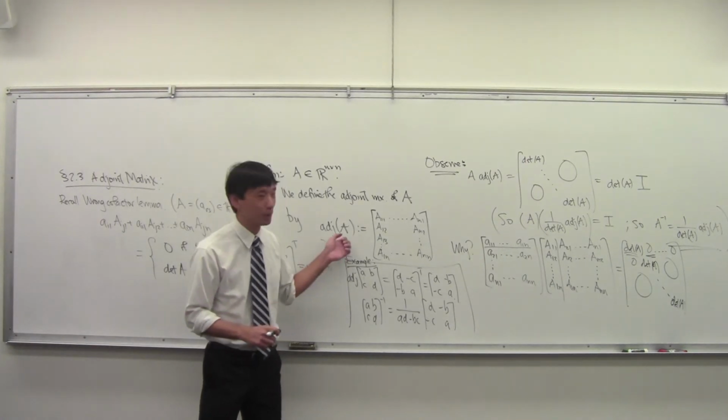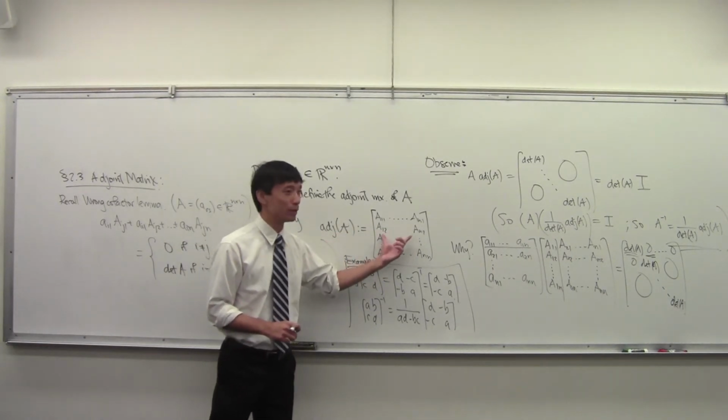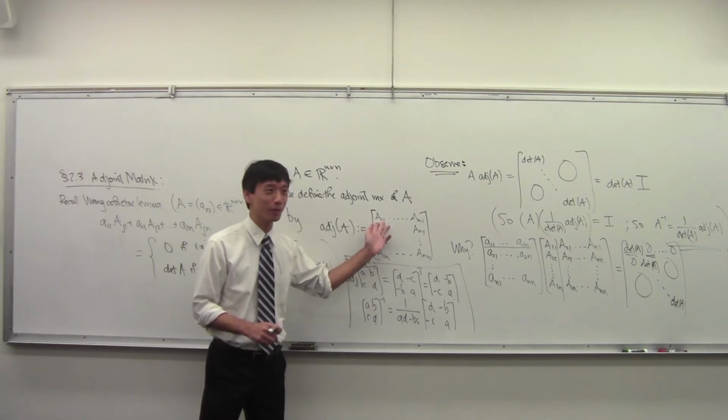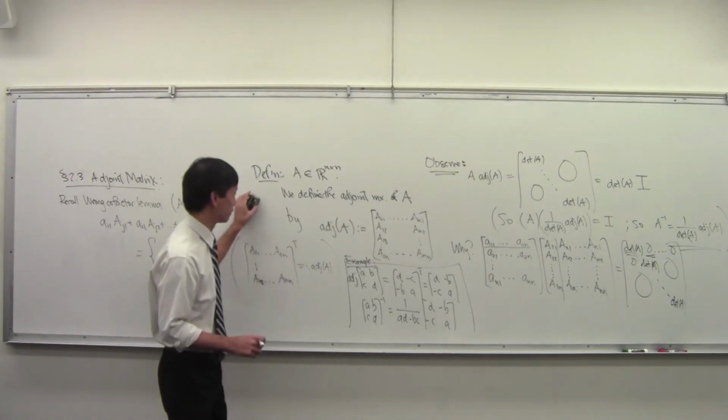But I should say that this is not really a good way to get the inverse matrix. It's not any faster than the other way of doing it. If you have to calculate the cofactors, that involves taking determinants. It's not computationally better.